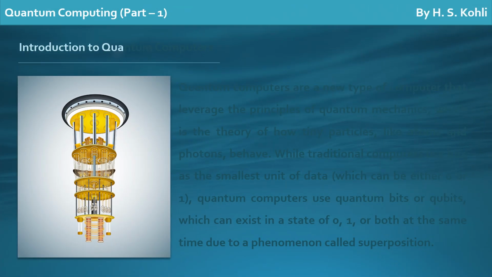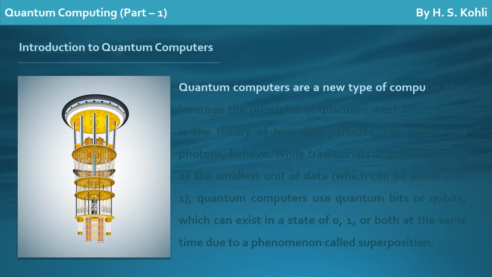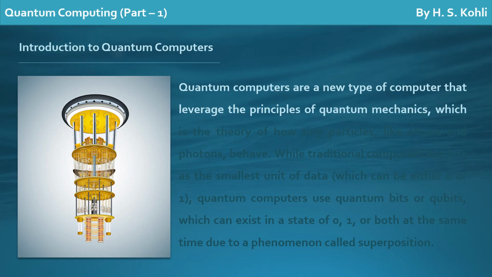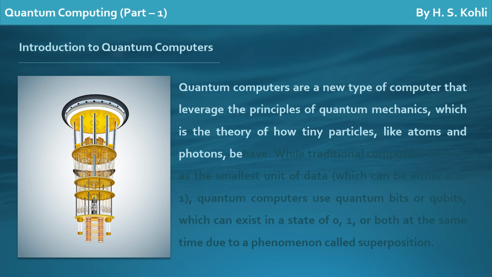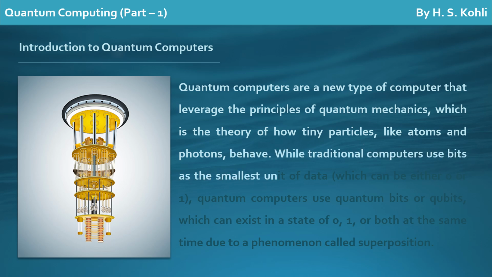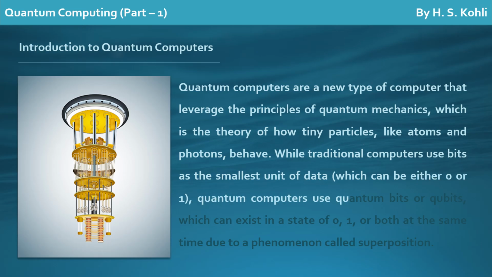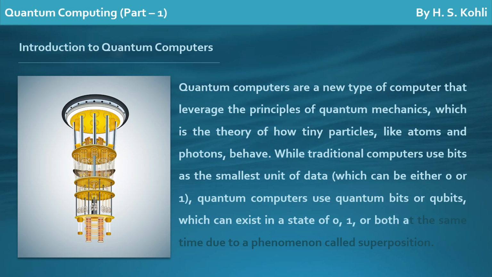Introduction to quantum computers. Quantum computers are a new type of computer that leverage the principles of quantum mechanics, which is the theory of how tiny particles, like atoms and photons, behave. While traditional computers use bits as the smallest unit of data, which can be either 0 or 1, quantum computers use quantum bits, or qubits, which can exist in a state of 0, 1, or both at the same time due to a phenomenon called superposition.